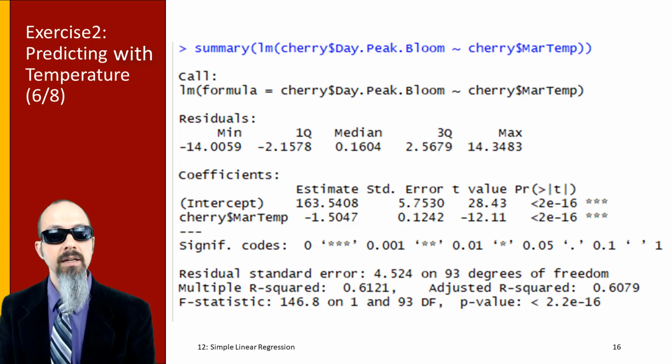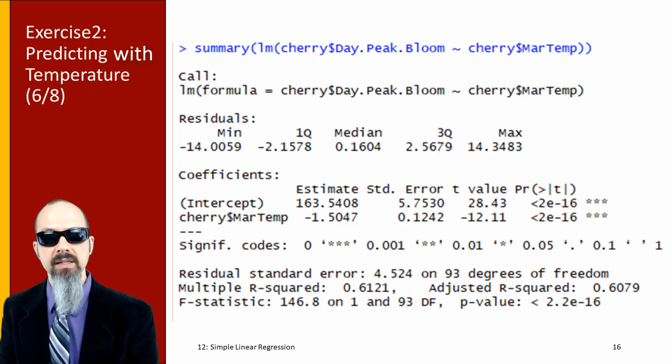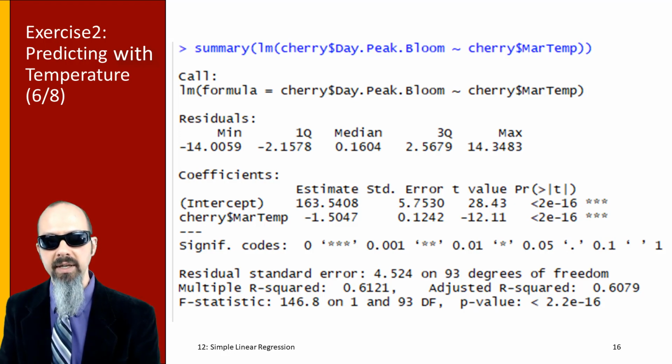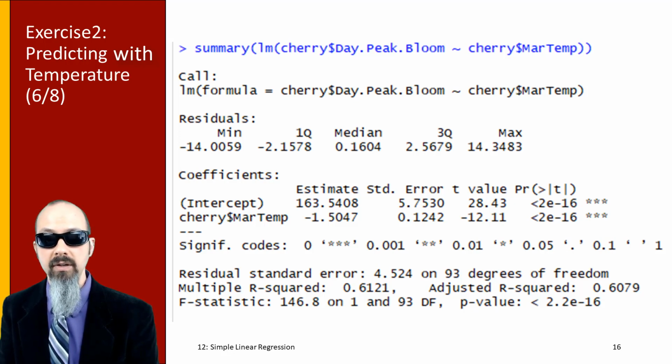Also note, I didn't interpret the intercept before, so let's interpret it this time. We have an intercept value of 163. Now this intercept value is a little misleading, because that means when degrees are 0. Now it is possible for the degrees of temperature in March to be 0. We could have a super freeze day. And that would mean, if it was true, that the average number of days till peak bloom, if the temperature is 0 degrees Fahrenheit, is 163 days till peak bloom.